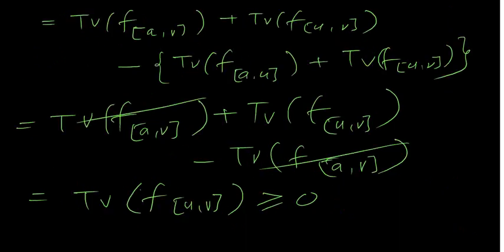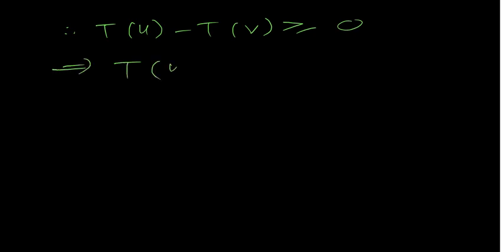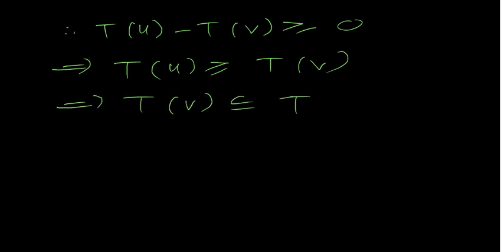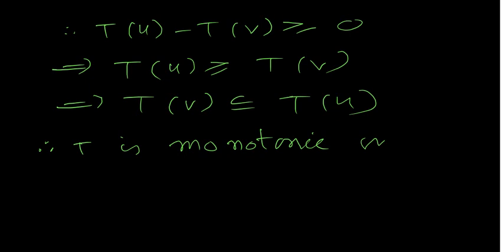Okay, so therefore T of U minus T of V is greater or equal to 0, which implies that T of U is greater or equal to T of V, or you can say that T of V is less or equal to T of U. So therefore whenever V is less than U, T of V is less or equal to T of U. So therefore T is a monotonic increasing function.